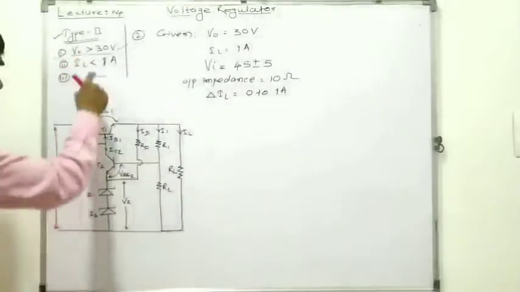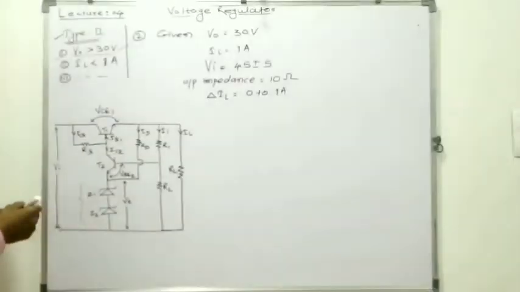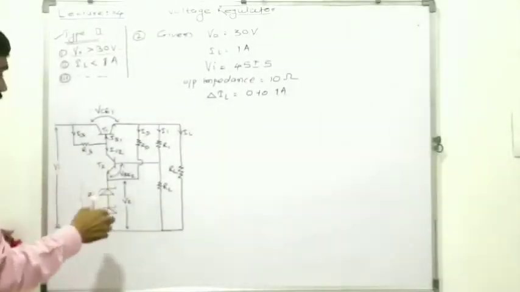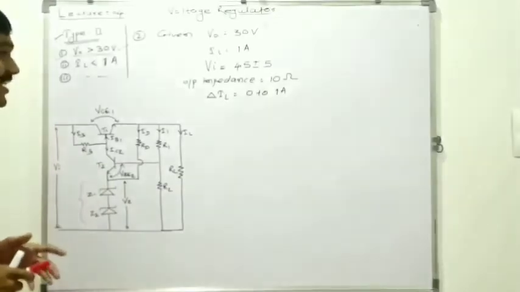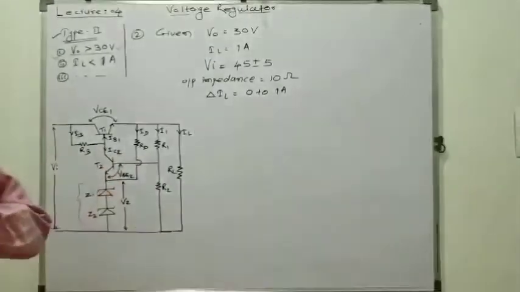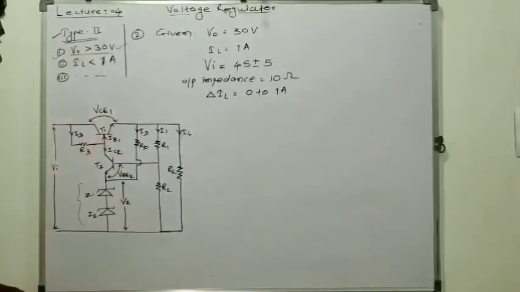So if the voltage across the Zener is greater than or equal to 15 volt, at that time we are using a series of Zener diodes.